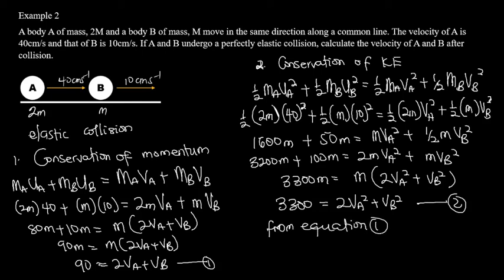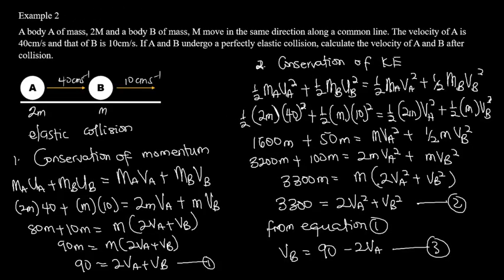All right, so from equation 1 over here, let's make vb the subject so that we can easily solve this. So we have vb over here will be equal to 90, which is over here, then we bring the 2va to the other side, so it becomes minus 2va. Let's make this equation 3. So now let's substitute equation 3 into equation 2.